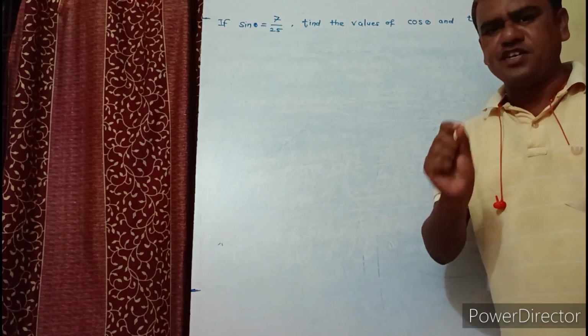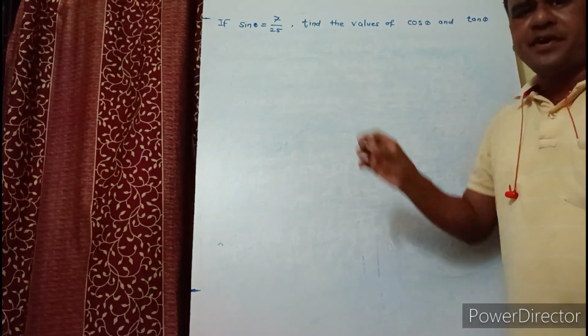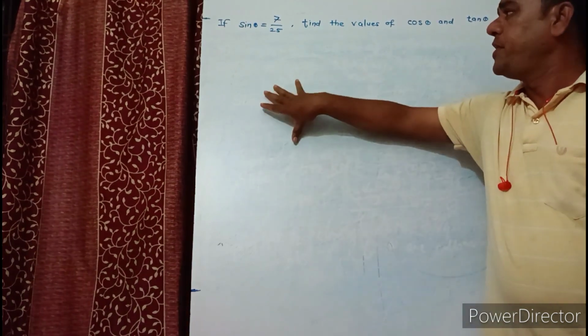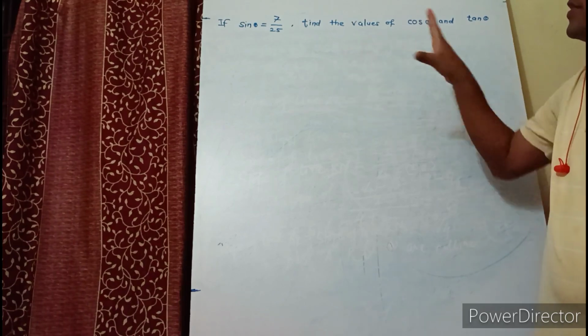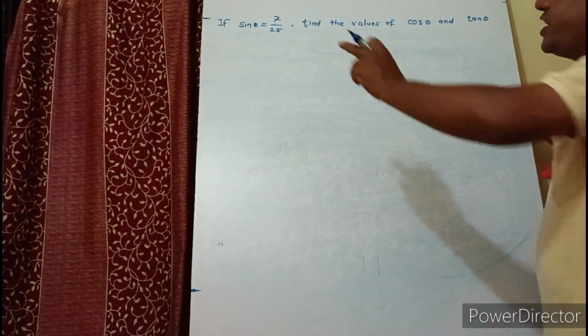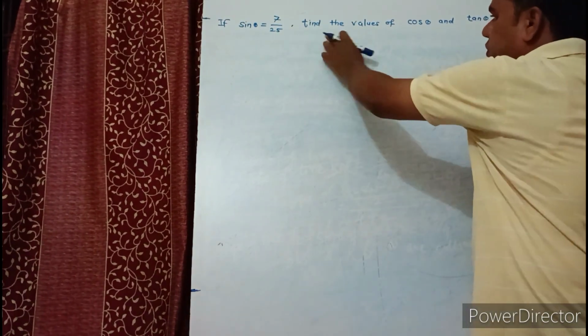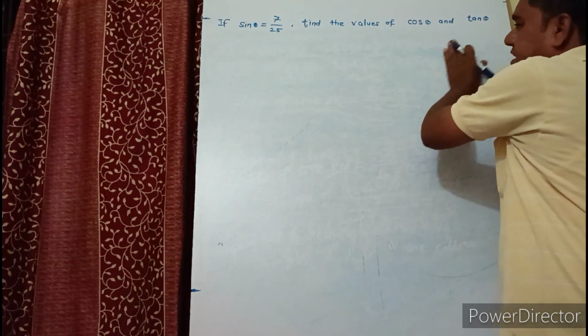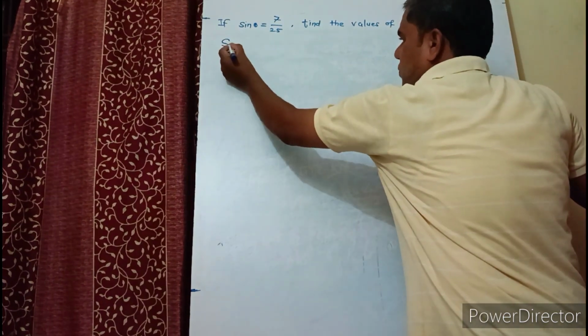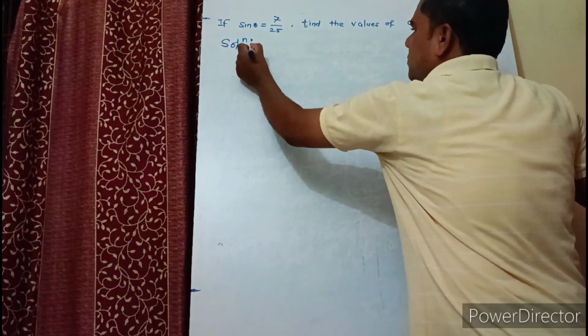In this video, we are discussing the chapter Trigonometry, exercise 6.1. Now the first problem of 6.1 is: if sin theta is equal to 7 by 25, find the values of cos theta and tan theta. Then we have to find the solution of this. Now write down your solution here.